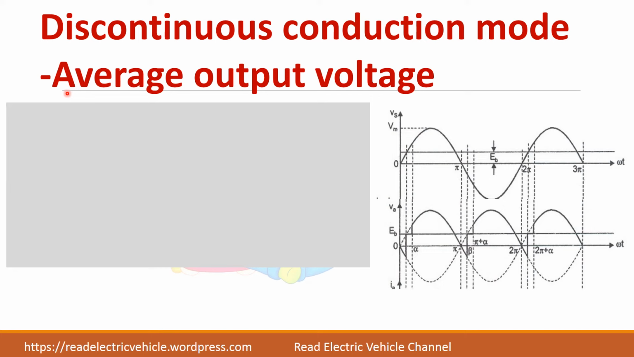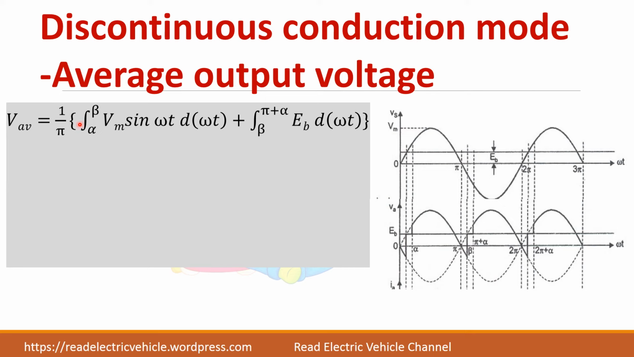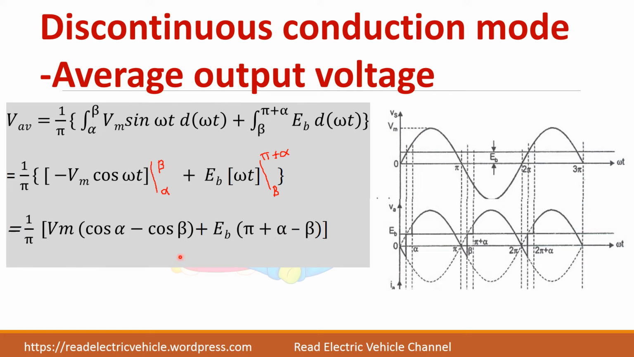Now we will derive the average output voltage for discontinuous conduction mode. Take a half cycle, 1 by pi. Your period starts at alpha to beta. Output voltage is Vm sin omega t, and from beta to pi plus alpha it is Eb alone. So you simplify this: minus Vm cos omega t, with limits alpha to beta. For Eb, limits are beta to pi plus alpha. Simplify this, and this is the average voltage for discontinuous conduction mode.